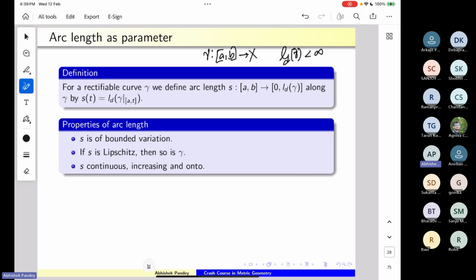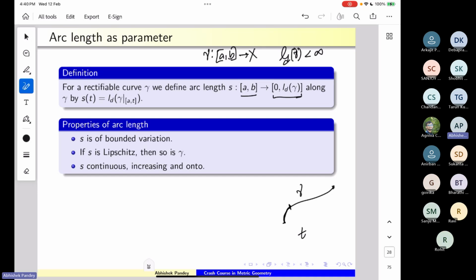and we define a function s from a comma b to the interval 0 to the length of the curve gamma. We define it by s of t equals the length of the curve gamma restricted to a comma t. So we have a curve gamma here, and at a particular time t, let us say we are here on the curve gamma, we take the length of this part. So s of t is basically the length of the curve gamma restricted to this interval a comma t.